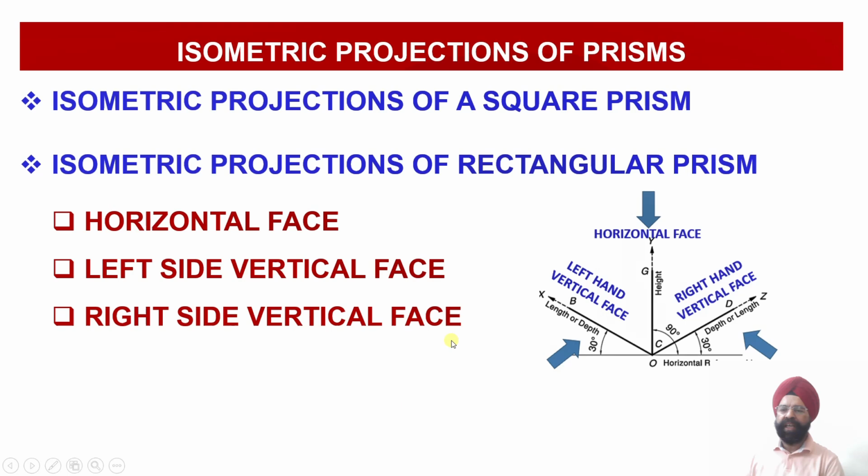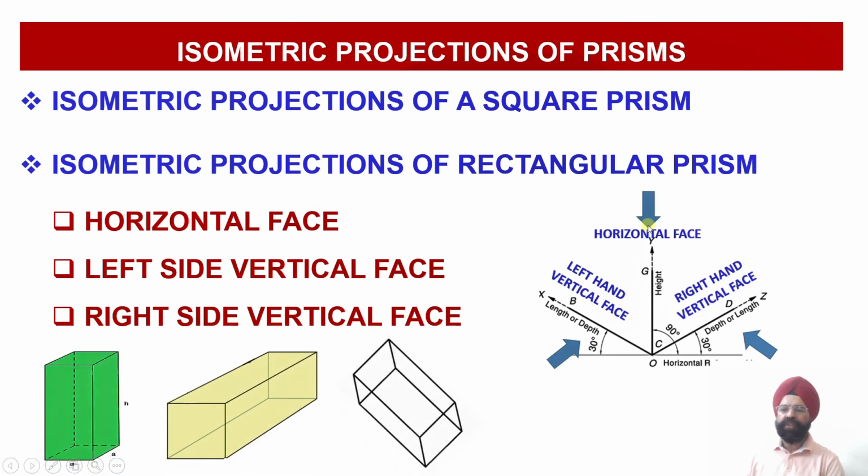vertical face orientation. So in the horizontal face orientation, we will assume that the prism is resting on the ground on its base, and the height of the prism will be shown along the y-axis, right? So this is the y-axis, and we are going to draw the base of the prism in the xz plane. So in the xz plane, the base will be drawn and the height will be drawn on the y-axis.